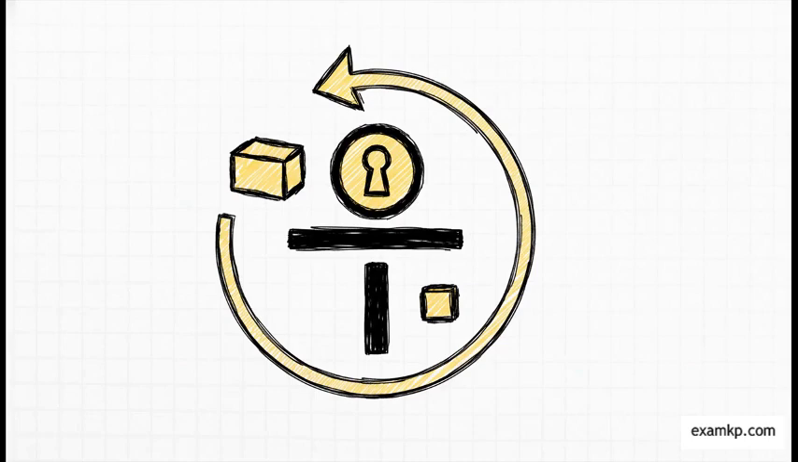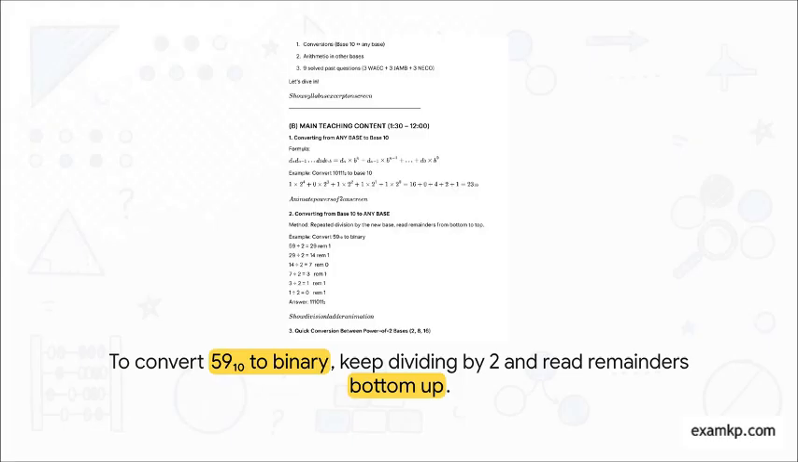And here is that repeated division method in action. We're trying to convert 59 from base 10 to binary.